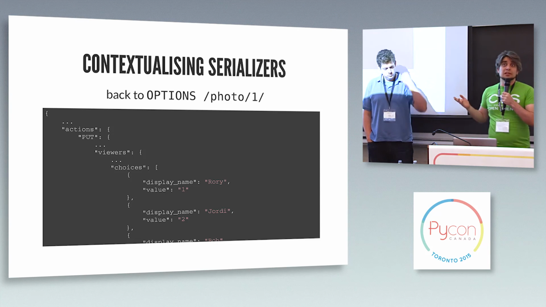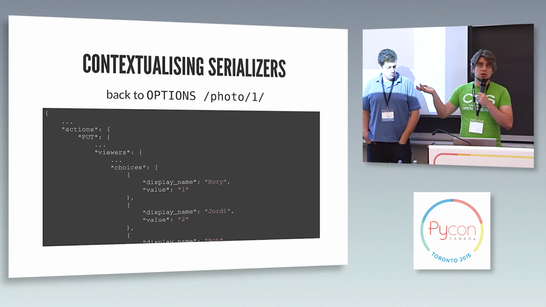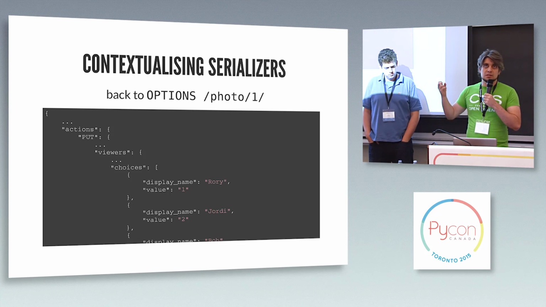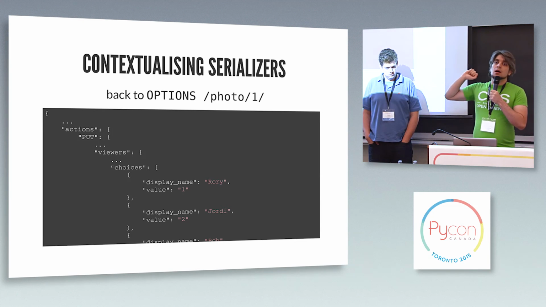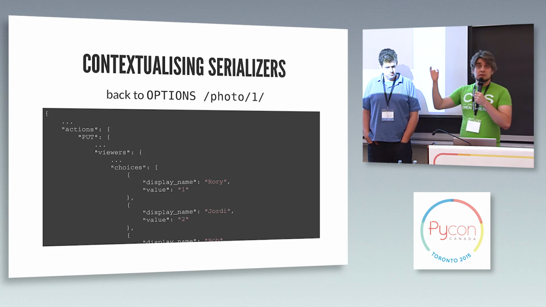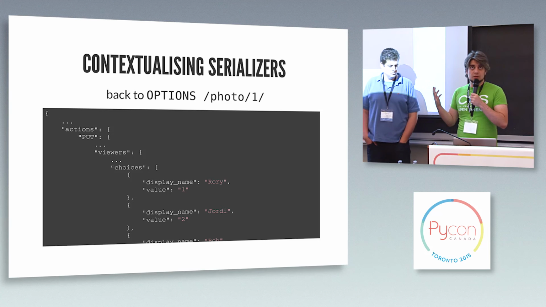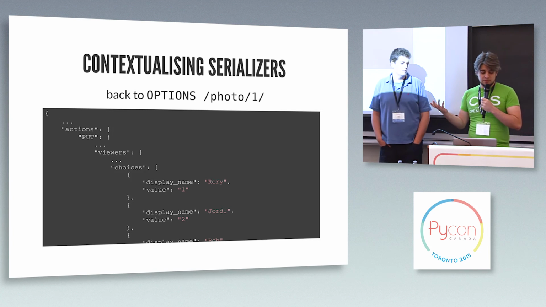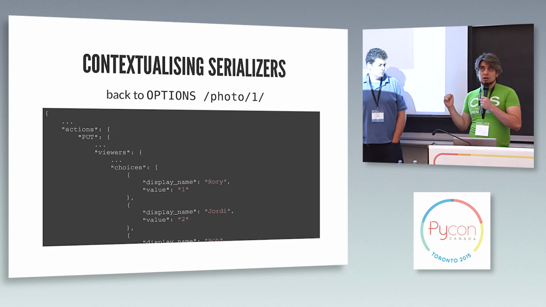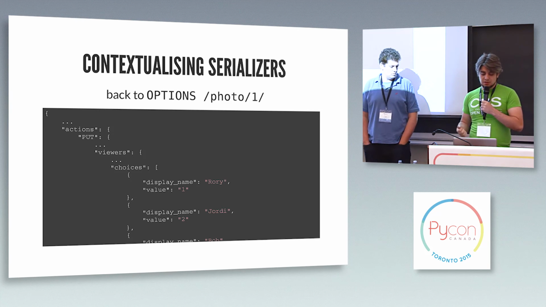So for example, one thing a serializer could want to know is the request. But the request, that is the HTTP request, the user, the actual HTTP headers and everything, is known by the view. So in order to get this extra context that the serializer might want, and here's the reason why you might want it. For example, say you want to know which users are allowed to share this photo.